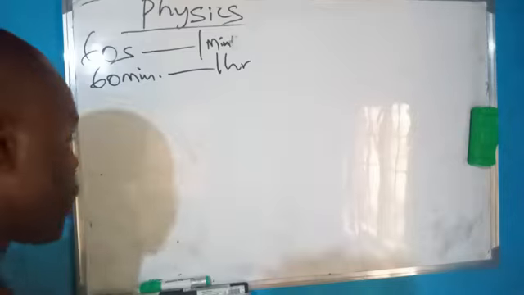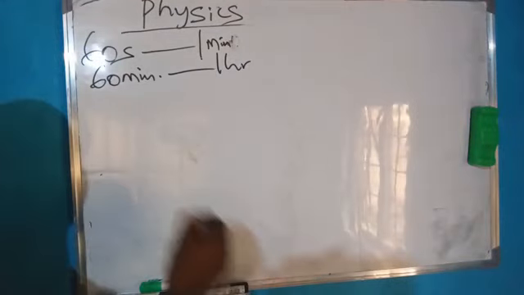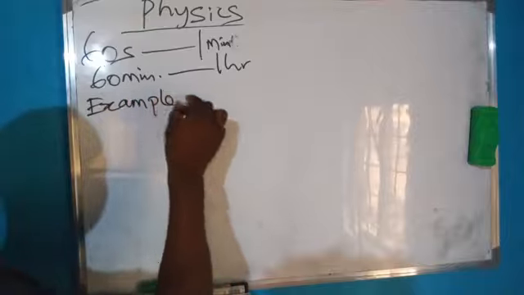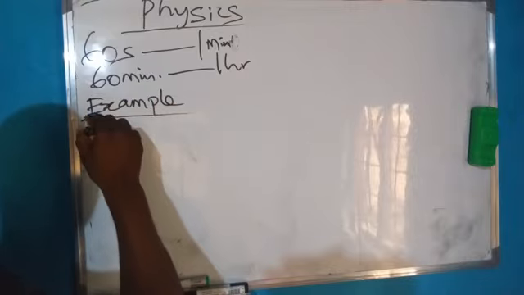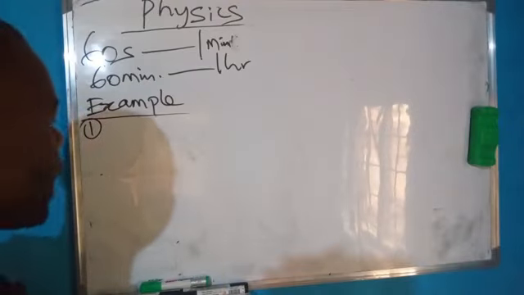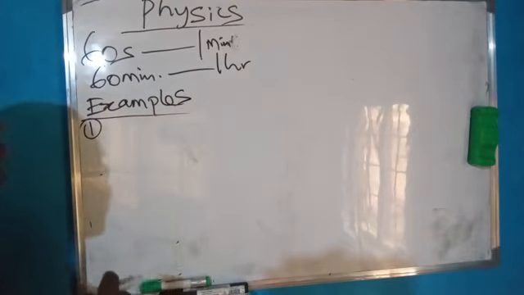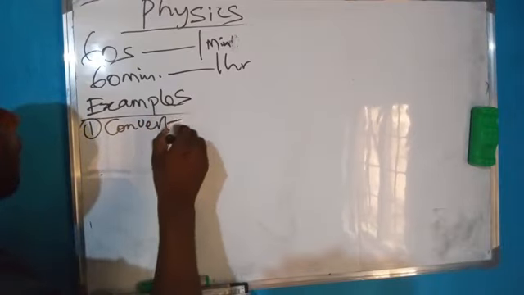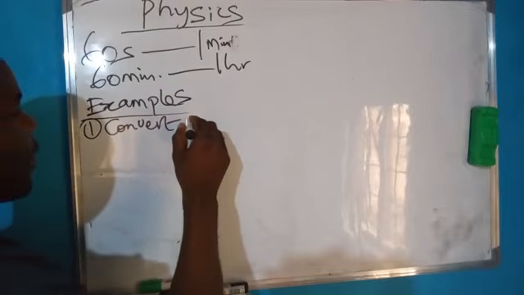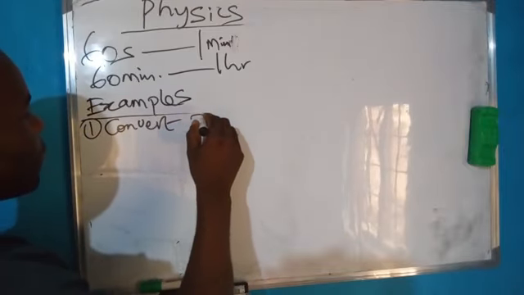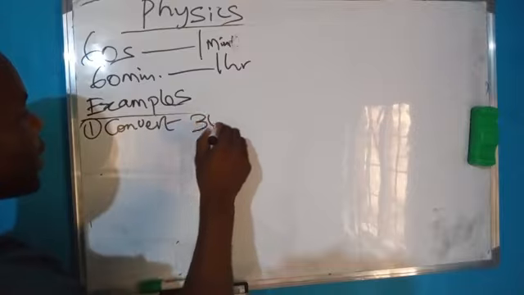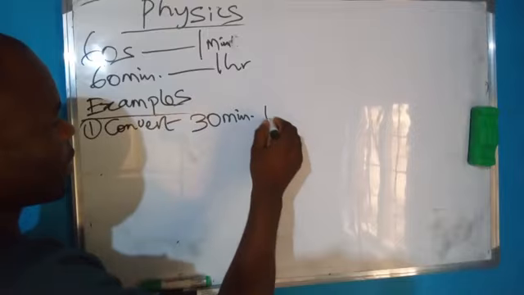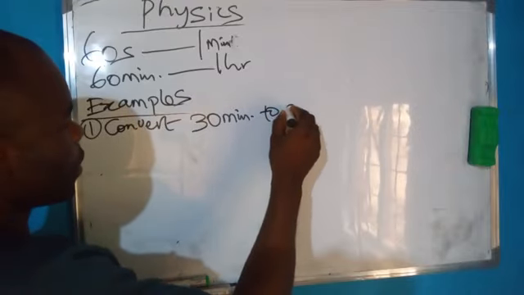So that whatever you are given, then you do your calculation very accurately. Take for instance example 1. Assuming you are given something like this to convert: 30 minutes to second.